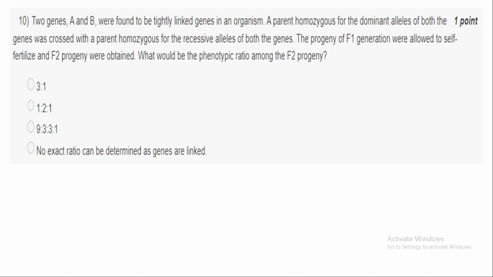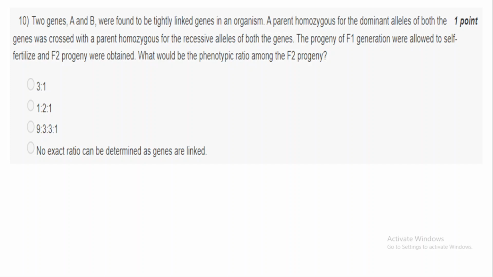So there are two genes, A and B, which were found to be tightly linked in an organism. So you have to read every part of the question very carefully. A parent homozygous for the dominant alleles of both the genes was crossed with a parent homozygous for recessive alleles of both the genes. So there you have two parents, a parent homozygous for the dominant alleles of both the genes and a parent recessive homozygous for both the genes, right? And then we have F1 generation. Now the progeny of F1 generation were allowed to self-fertilize and F2 progeny were obtained.